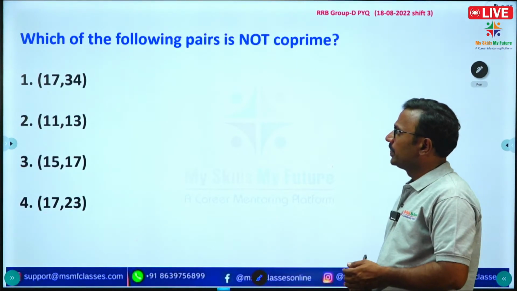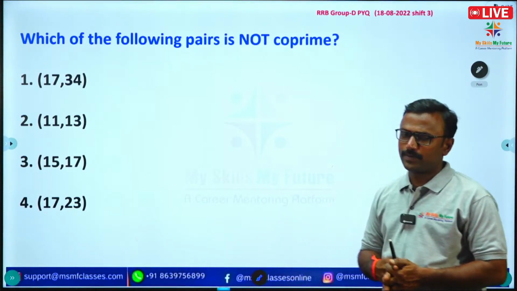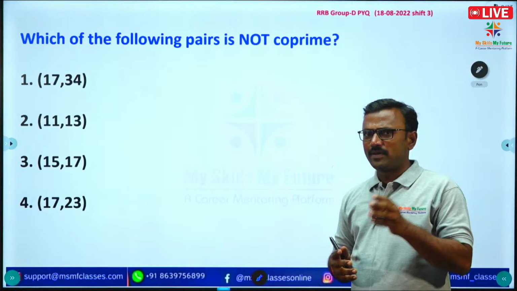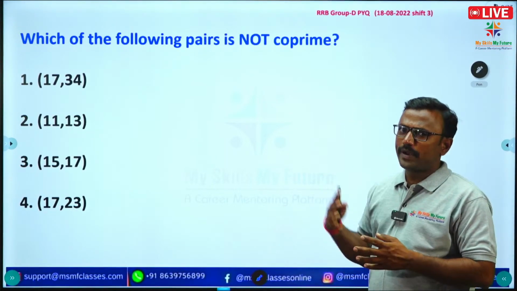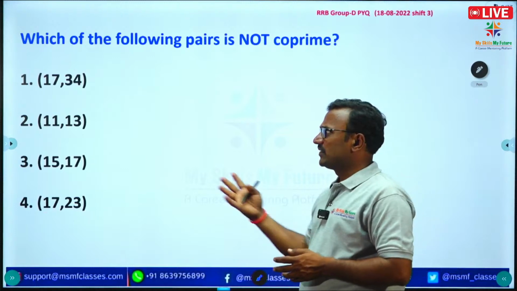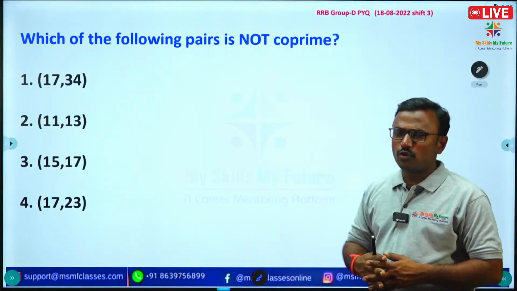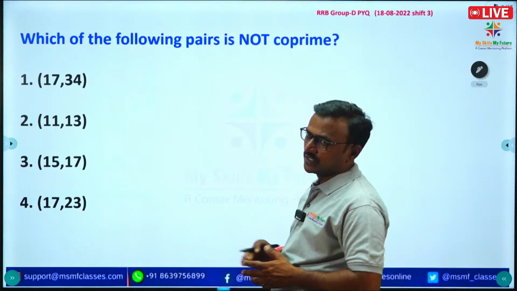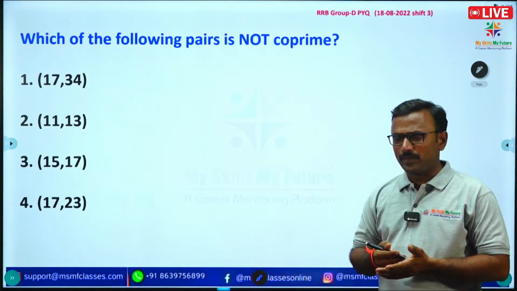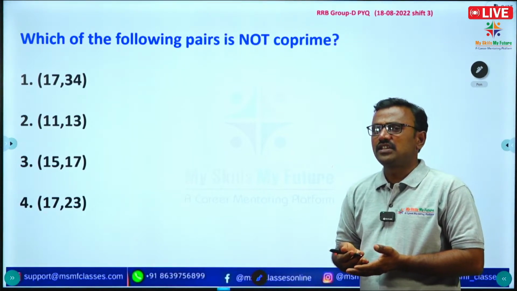Right, see here, which of the following pairs is not co-prime numbers? I am observing that one question comes from co-prime numbers. Check which one is not co-prime. Co-prime numbers are numbers whose highest common factor, HCF, is 1.